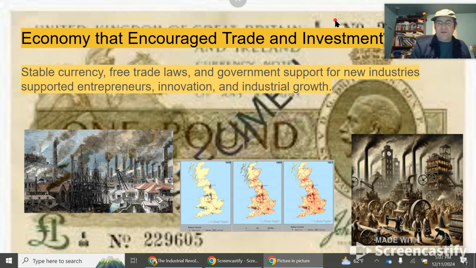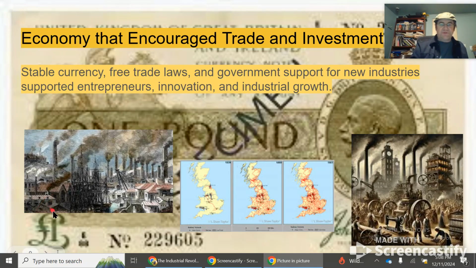England had free trade laws, as I mentioned, so merchants were not charged excessive taxes to import and export products. There was government support for new industries, support for entrepreneurs, innovation, and industrial growth. For example, the government helped to create the concept of a limited liability corporation, which is a corporation that investors can invest money in, and if the company fails, they only lose their investment. So that creation encouraged people with money to invest in growing industries.